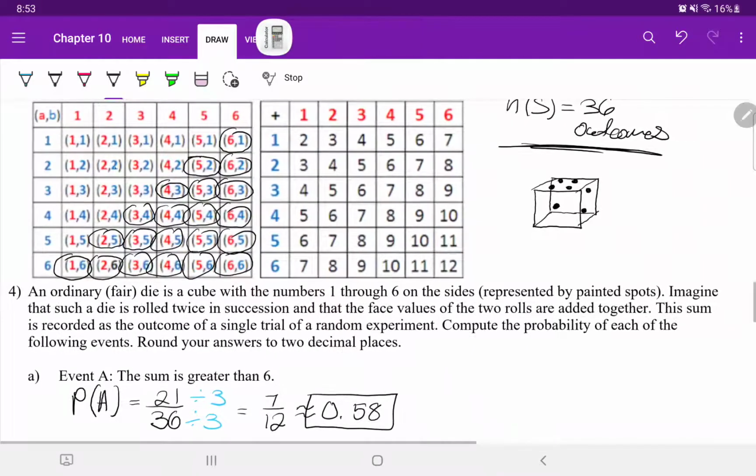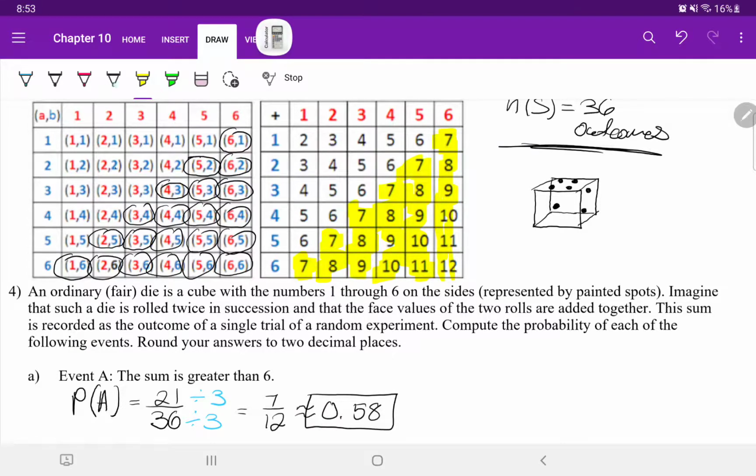Now, the sum is greater than 6, right? So that means all numbers here that are greater than 6 are going to be highlighted. So 7, 8, 9, 10, 11, 12. Highlight all those values that are greater than 6. And when we count them, it gives us also 21.